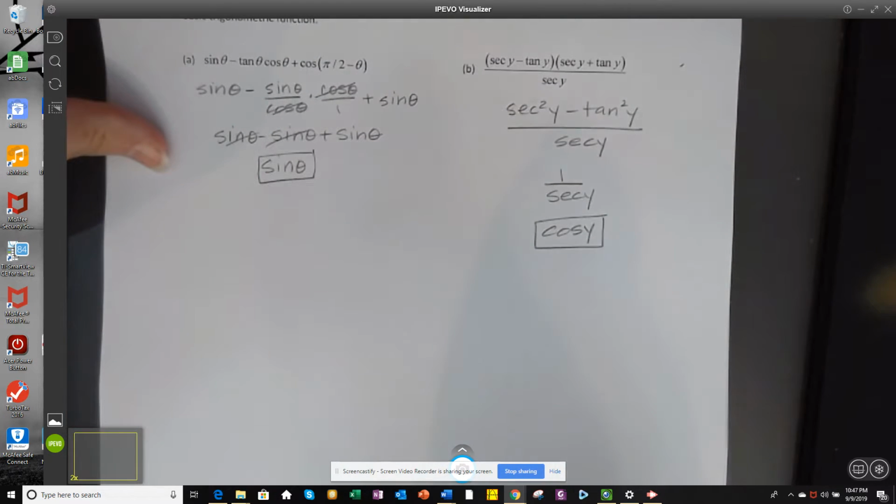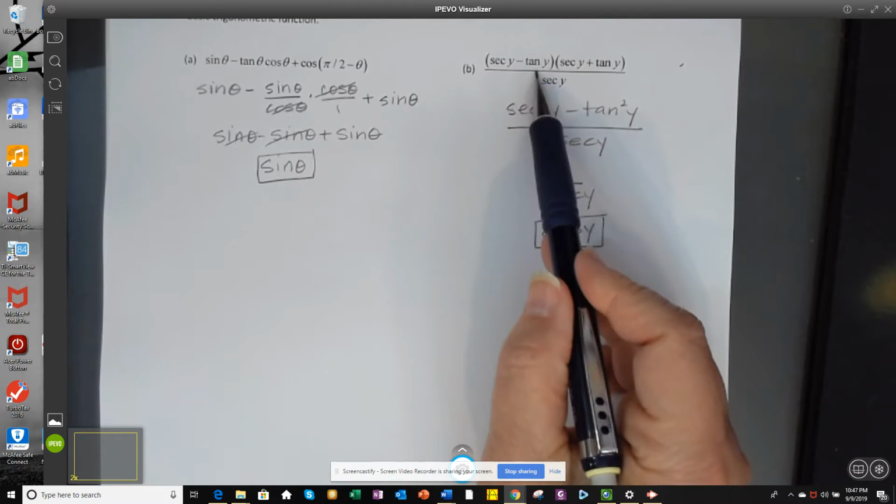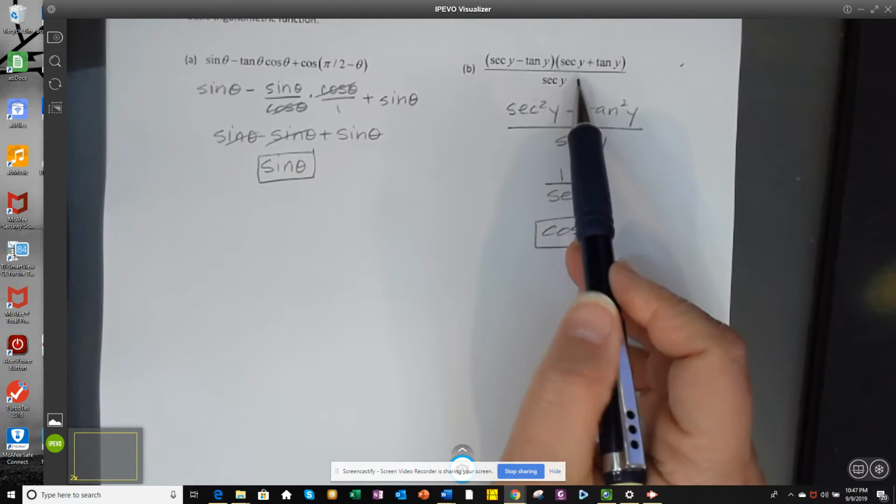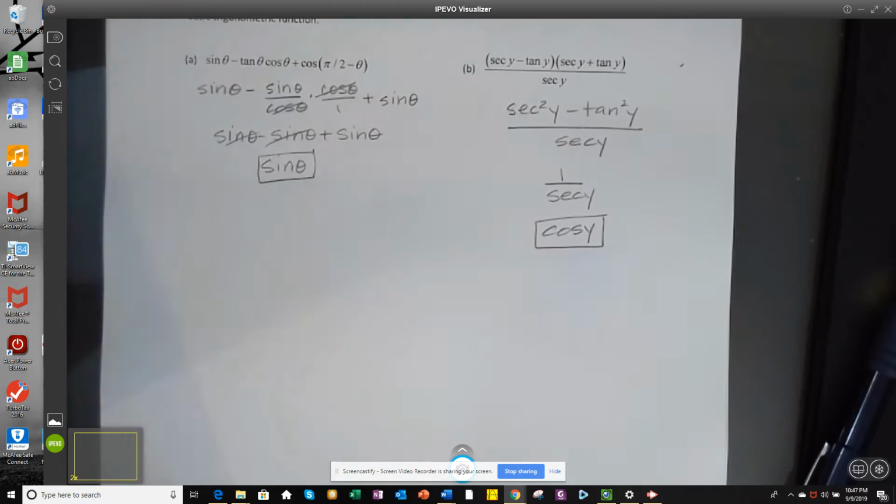Now, we could have changed the secant and the tangent and all of these into sines and cosines. And if we did that, this is what it would look like. And you'll see that you'll get the same answer. It just takes longer to get there.